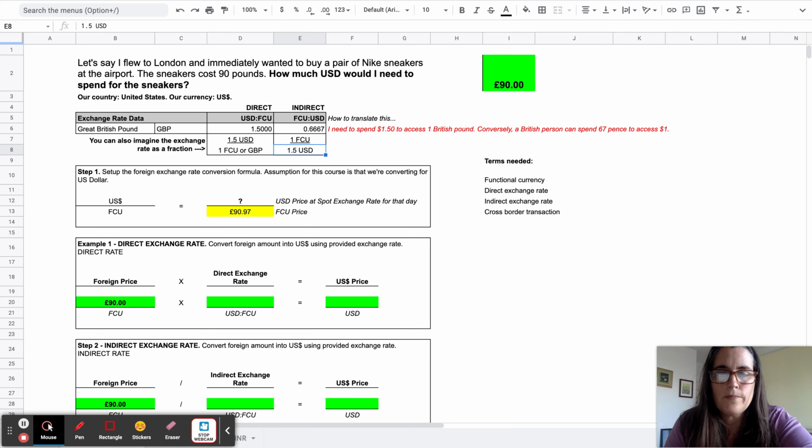international transactions. By the way, if you've ever traveled from another country to the US or vice versa, then you have probably done some of this mental math already. And I invite you to latch onto that experience because it's what we're going to be walking through.